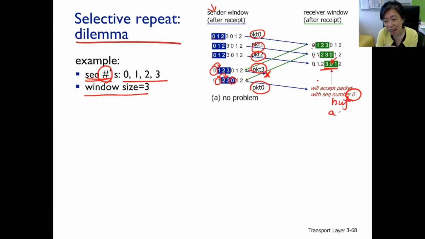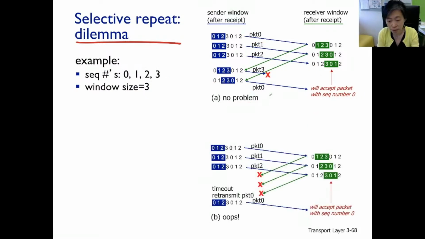And an ACK of 0 being sent back to the sender, isn't it? Right. So that seems to be fine. Yeah, this is the no problem case. Wait until you see the next one.